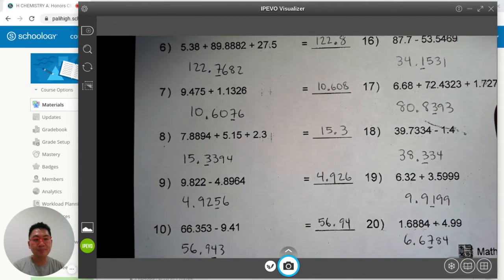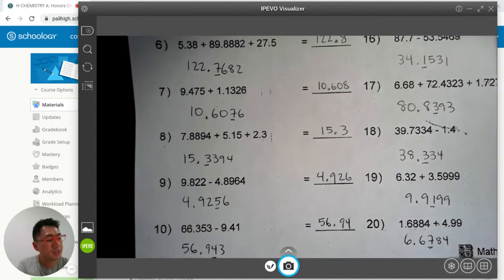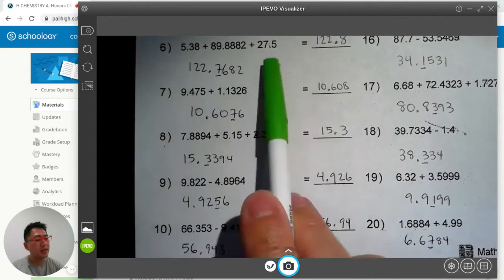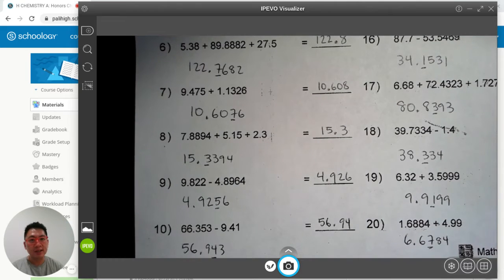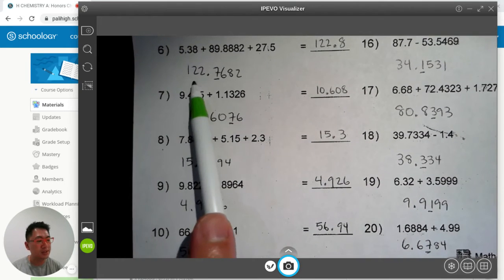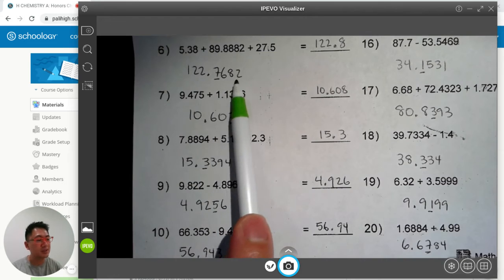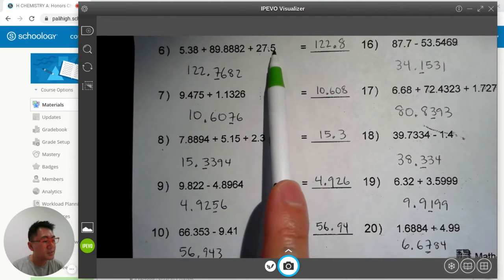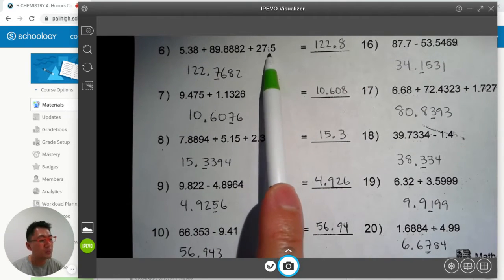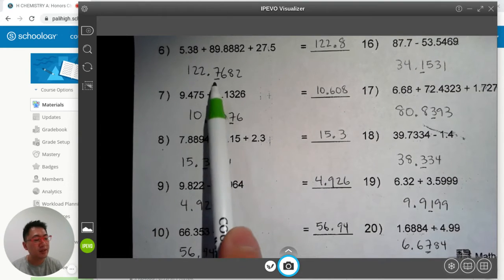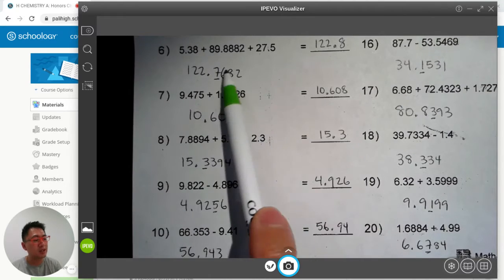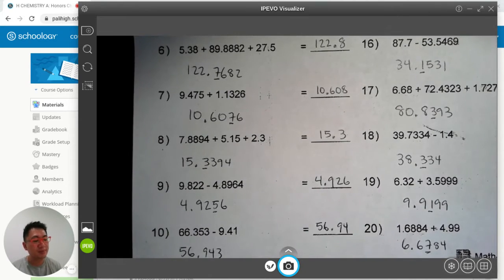So number 6 was 122.8. If you add it all up on a calculator, the answer I had was 122.7682. Since this 27.5 is one digit after a decimal point, that's why I underlined the 7. I want to round to that digit after the decimal point. After that 7 is a 6, so it rounds up. That 7 rounds up to 8.